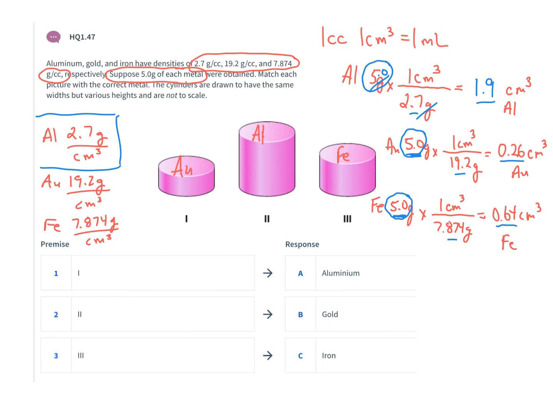So cylinder 1 has the smallest volume. The smallest volume comes from gold, right? So that matches what we guessed. We guessed that B, which was gold, should be the smallest volume. Number 2 has the largest volume. Well, that's what we calculated for aluminum. So I would put A as aluminum. And then the last one, as we said, right in the middle, that should be iron.